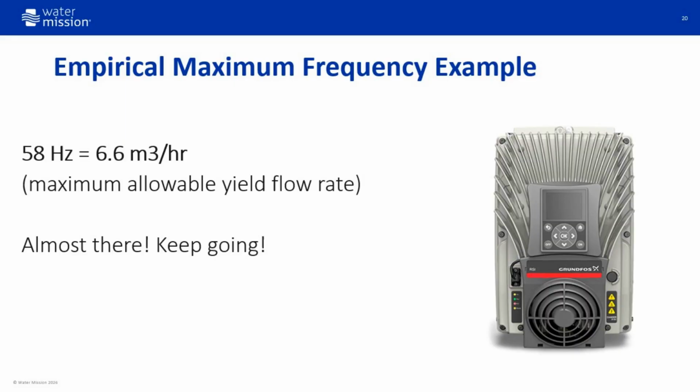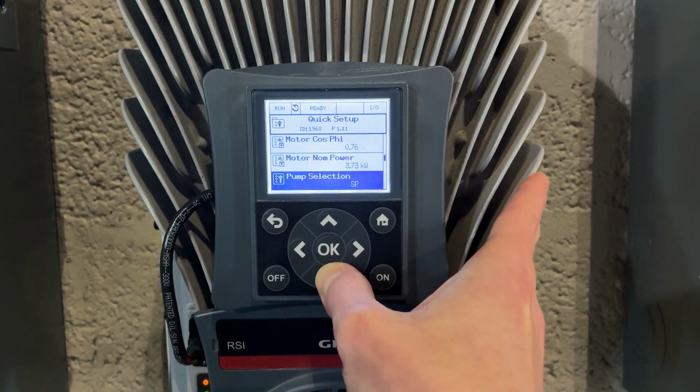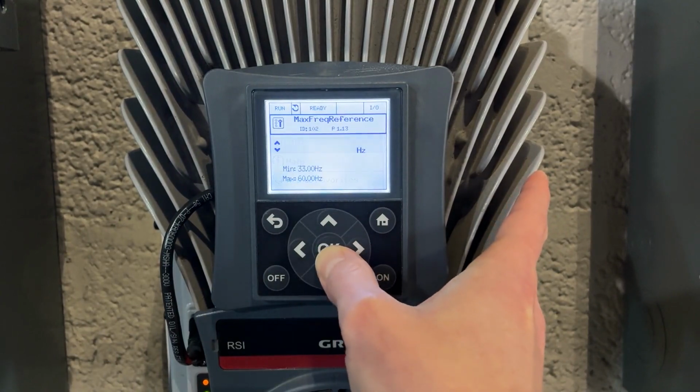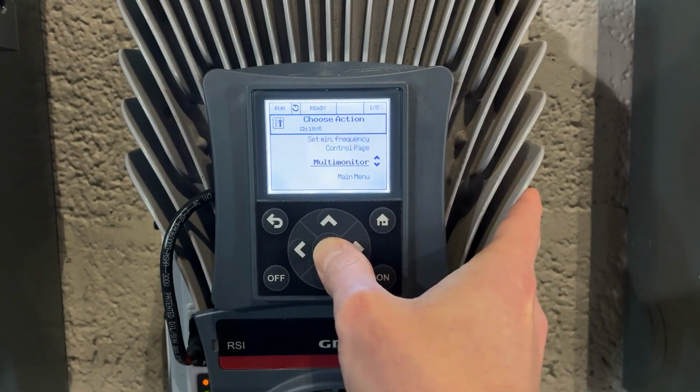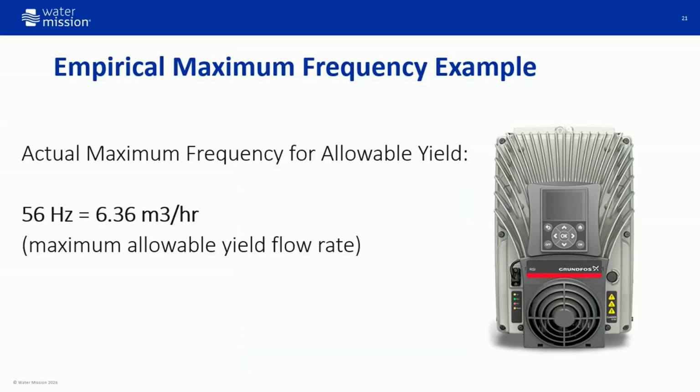Decrease the frequency again using the same method within the Quick Setup menu. This time we will try 56 Hz, after which your pump should be operating at 56 Hz. Take another 1 minute water meter reading. At 56 Hz, we are at 6.36 meters cubed per hour, which is the maximum allowable yield for this borehole, so the maximum frequency for this project is 56 Hz.